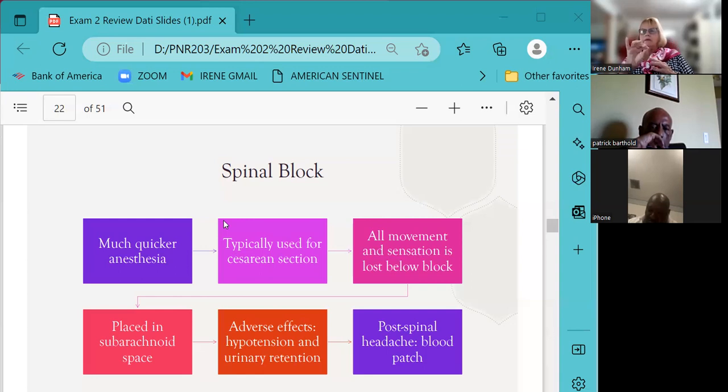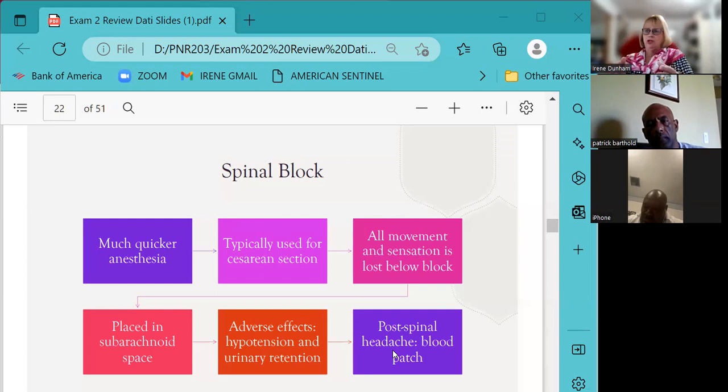They put the needle in, and as soon as that needle goes in, he shoots the medication in, and then we lay the patient down. Usually it's given right in the operating room. Now, again, remember I went over that headache with you? It's called a post-spinal headache. And the only way for that headache to go away is a blood patch.